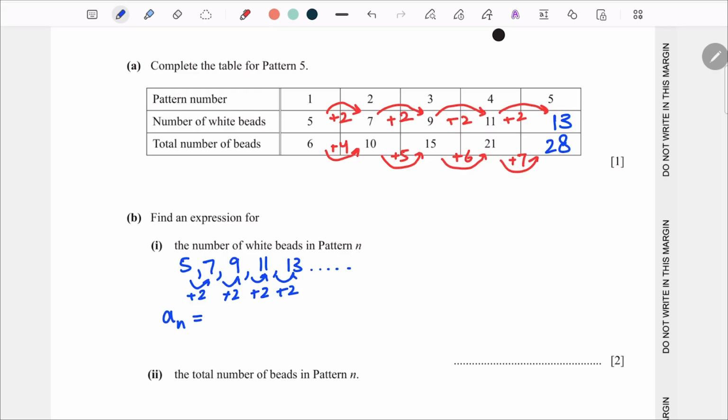The formula for an arithmetic progression is a_n equals a plus (n minus 1) multiplied by the common difference. Here a represents the first term, which is 5, and n is what we need to find. So we write n minus 1 as it is, and d is the common difference, that is 2. So the progression is 5 plus 2(n minus 1), and when we simplify this, we get 3 plus 2n.